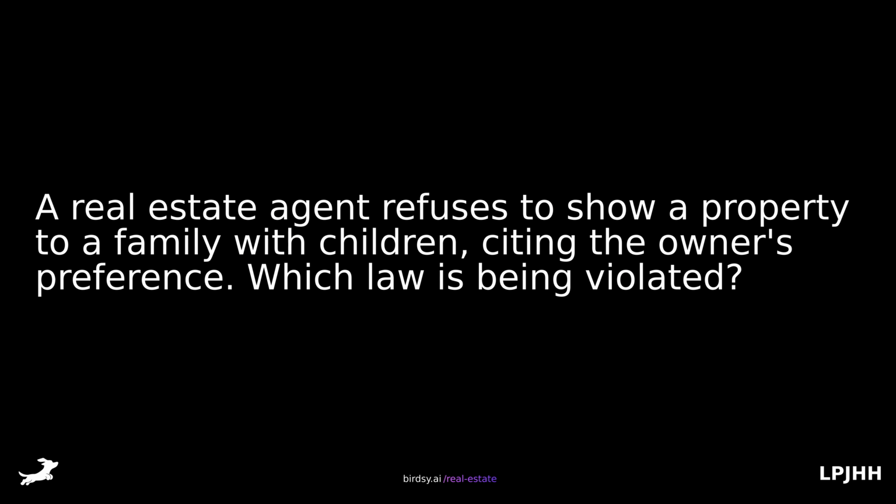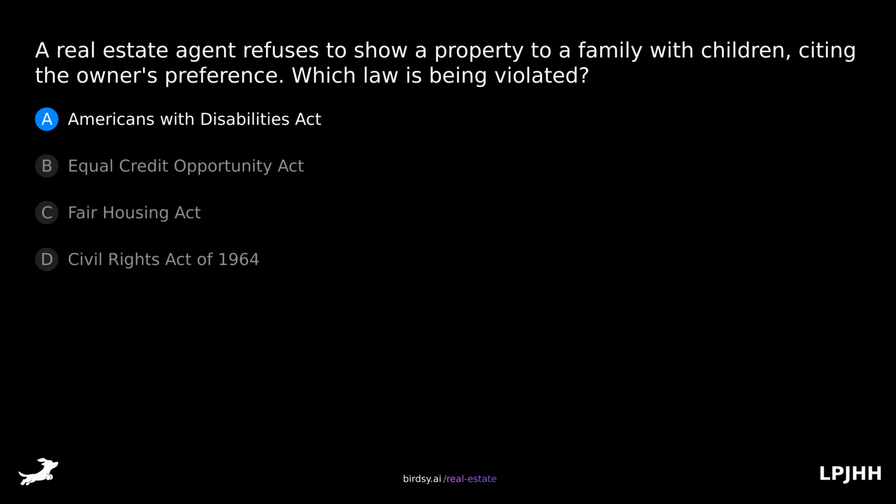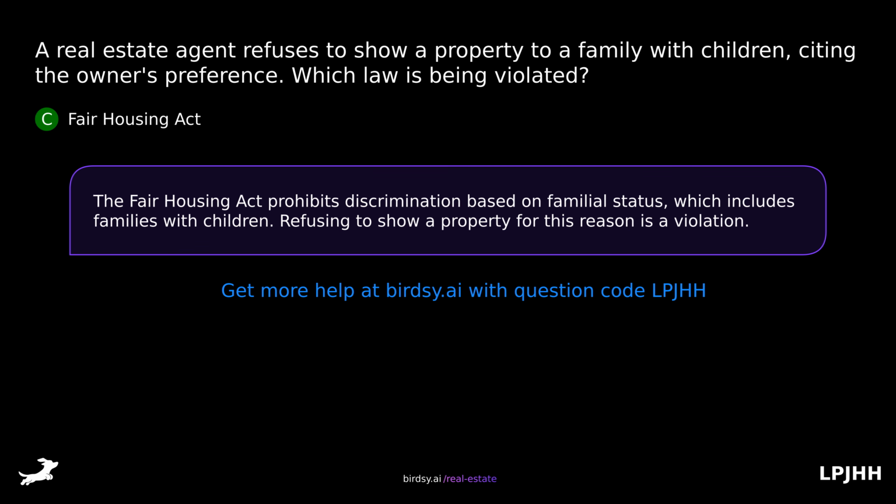A real estate agent refuses to show a property to a family with children, citing the owner's preference. Which law is being violated? Is it A, Americans with Disabilities Act, B, Equal Credit Opportunity Act, C, Fair Housing Act, or D, Civil Rights Act of 1964? The answer is C, Fair Housing Act. The Fair Housing Act prohibits discrimination based on familial status, which includes families with children. Refusing to show a property for this reason is a violation.